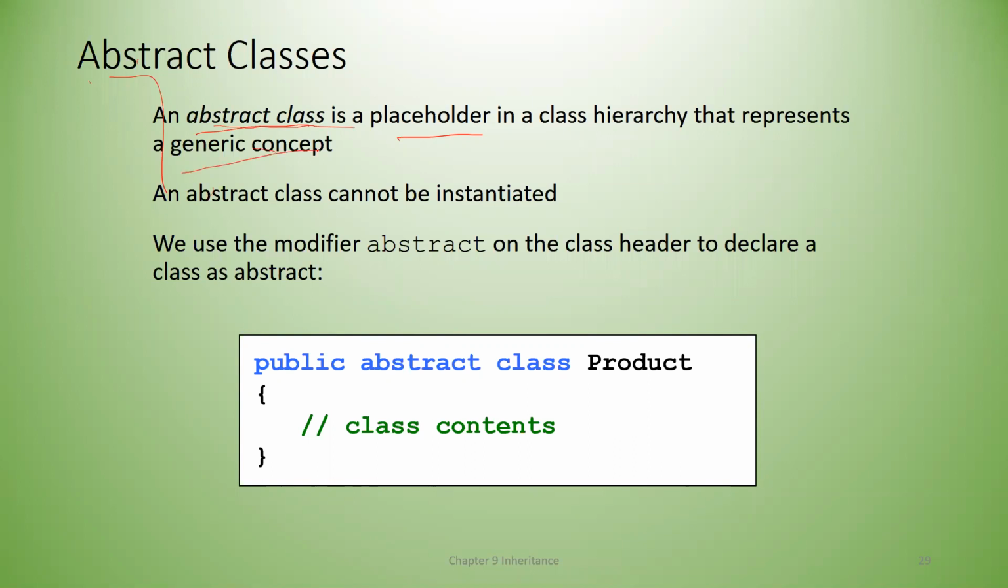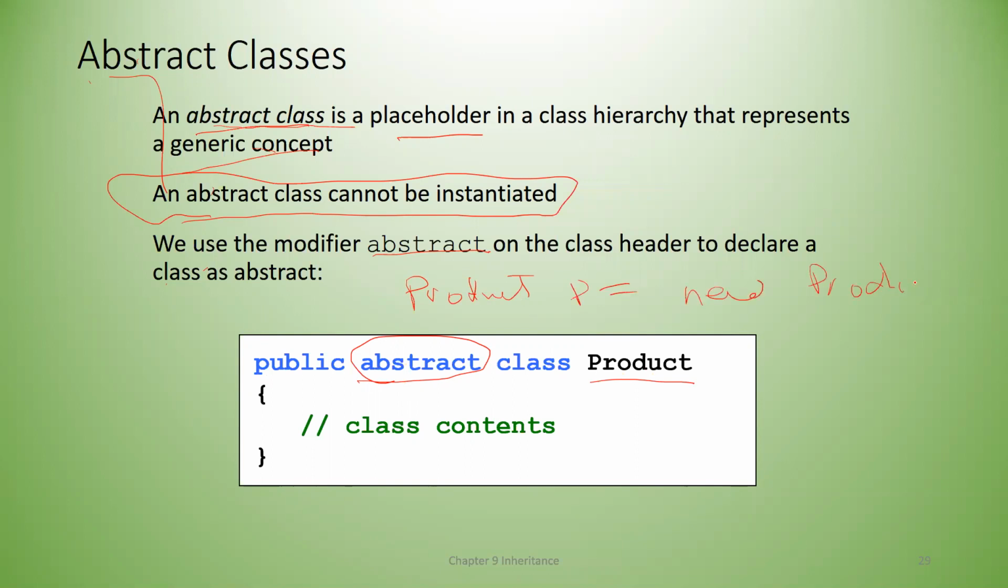It's a generic concept. An abstract class cannot be instantiated. You cannot create an object from it. We use the modifier abstract, just like this. So once you put this here, public abstract class Product, this Product becomes abstract, then you cannot do Product p equals new Product. You cannot do that because it's abstract. I can't even write it here. Because it's abstract, this would be wrong.